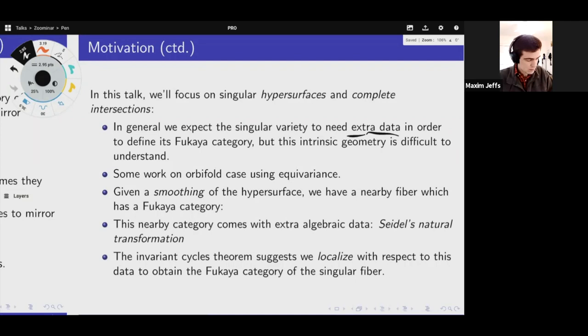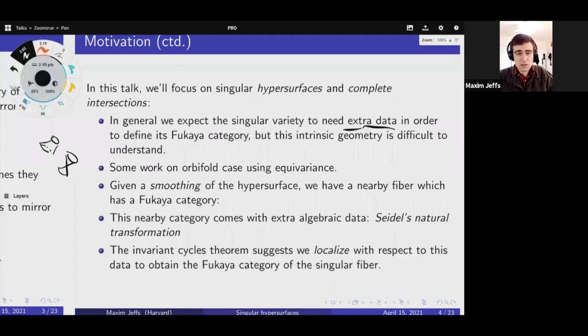But hypersurfaces have the nice property that they have smoothings. The smoothing of the hypersurface has a Fukaya category. So this nearby fiber is in possession of a Fukaya category. In this nodal conic example, which will carry on throughout, we have this smoothing, given by this cylinder, C star squared, and this does have a Fukaya category. Moreover, this Fukaya category comes with some extra data.